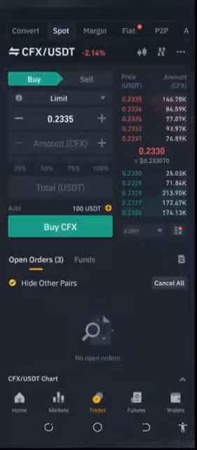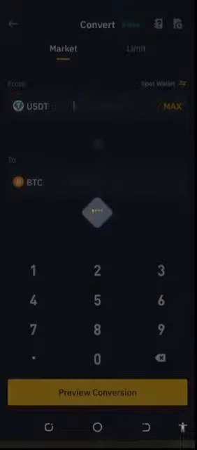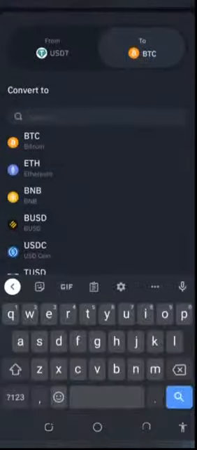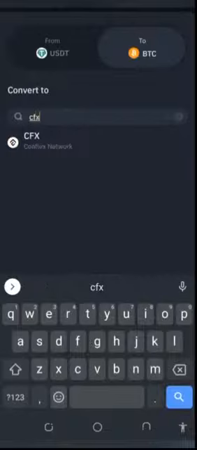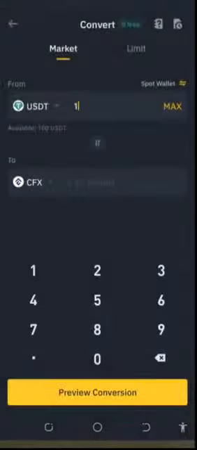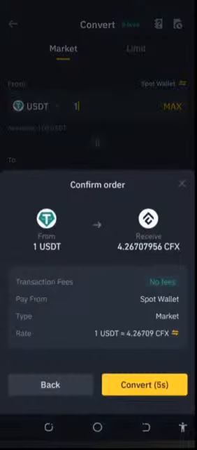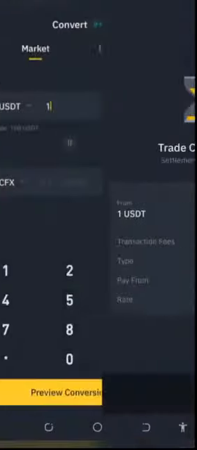Okay. So first off, let's see. Because this is in the spot trading section, we can't do anything less than $10. So let's go into convert. I'm going to do this in convert. Okay. Let's see how much we will get. Let's put $1 here. And then we go check for CFX. Can we change this? I don't know. Let's find this out. It looks like we can. Let's just go ahead and change this.